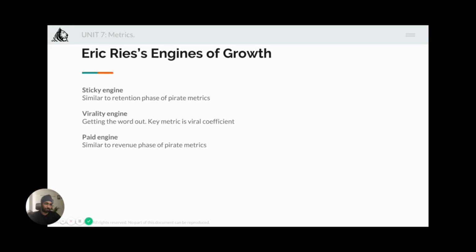So essentially, sticky engine is nothing but what Dave McClure mentions in retention phase, right? If you just follow his framework, Dave McClure's, I think you're good to go. Then comes virality engine. So virality is all about getting the word out.